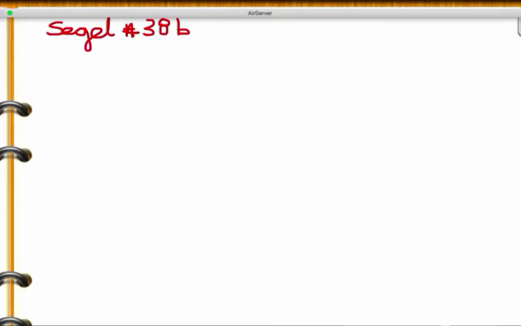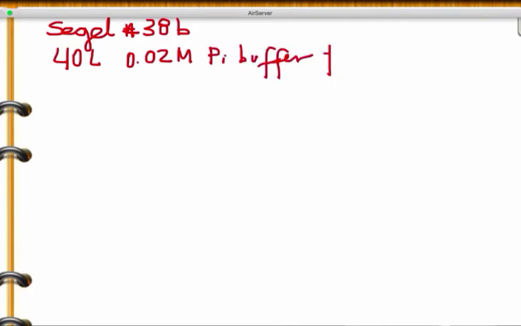In this segment, we will find the solution for 38b of this problem on page 92 from Siegel's Biochemical Calculations, same buffer as in part A. 0.02 molar phosphate buffer, 40 liters, and the pH of this buffer is 6.9.